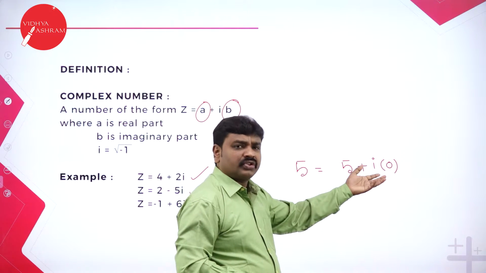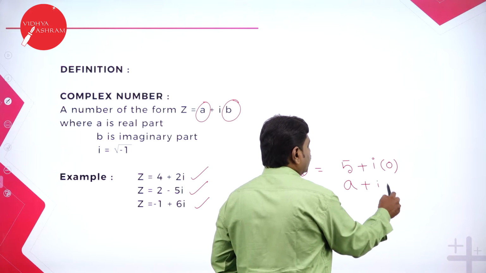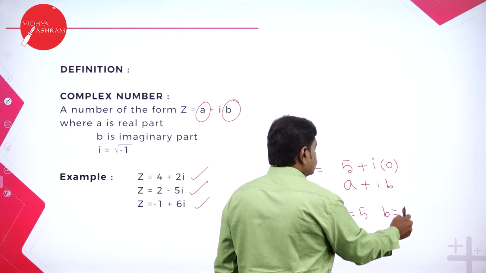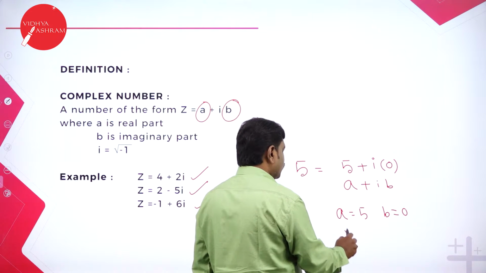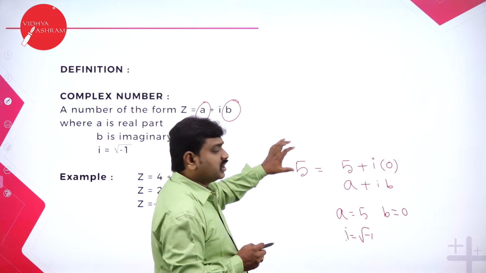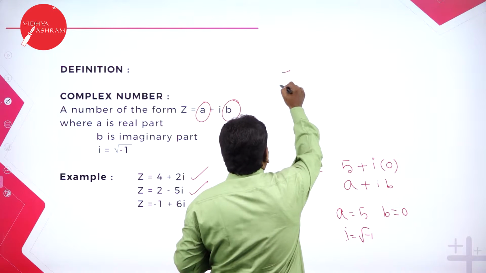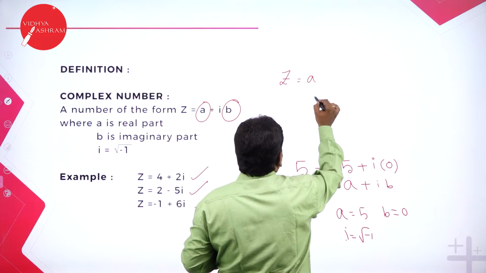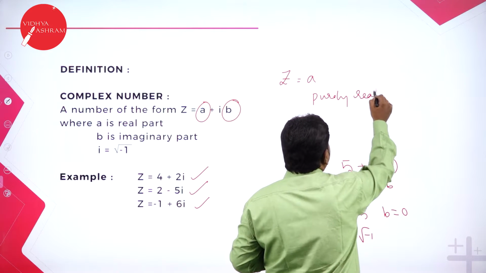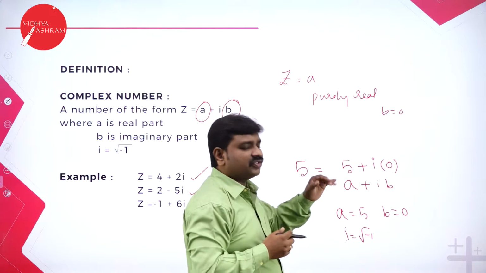What is i into 0? 0. 0 into anything is 0. So this is in the form a plus ib. Here what is a? a is 5, and what is b? b is 0. So these two are real numbers, and i is root of minus 1. See here, we had only 5. 5 means we have only a term without i. So if z contains only a, then we say purely real. Purely real means b is 0. Purely imaginary means a is 0, like that.